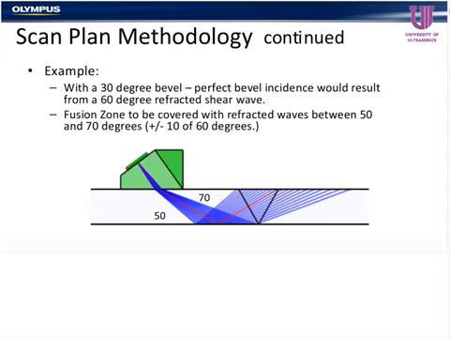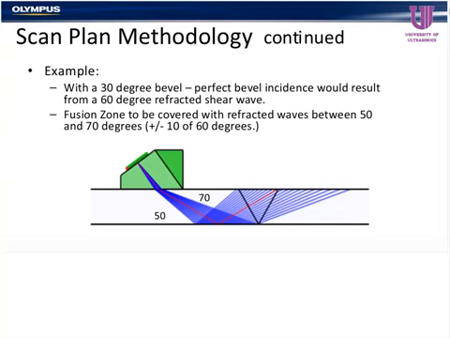In this example, we're looking at a single V weld that has a 30-degree bevel prep. If you take a 60-degree beam, that will hit a 30-degree bevel prep perpendicular. So in this example, they've set up the transducer to take that 60-degree angle and hit it perfectly in the middle.